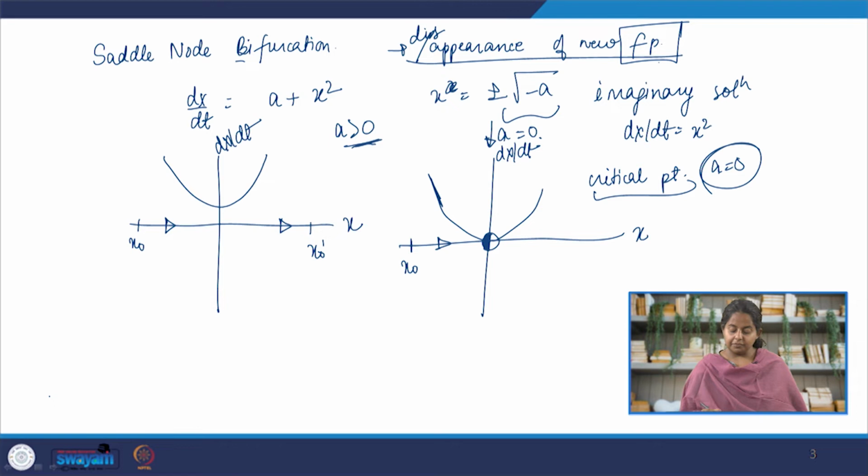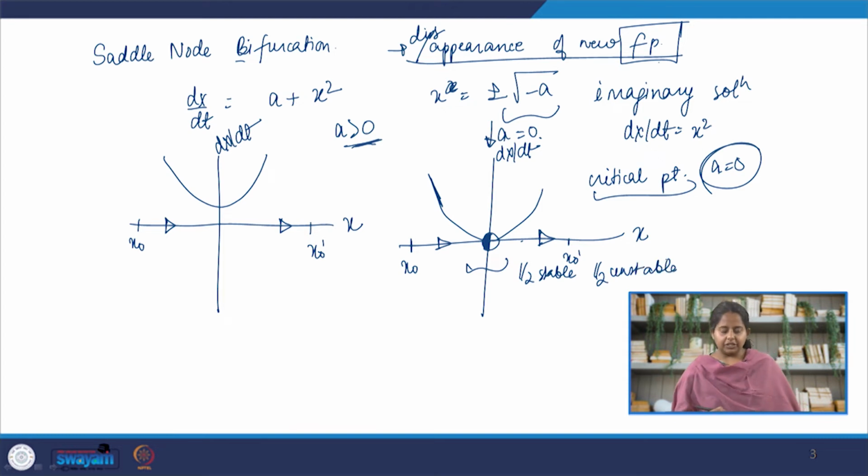Okay, what happens when the initial x naught is positive, bigger than 0? dx/dt is still positive, so x is going to continue increasing. The flow is again towards the right side. You see, on the right side, this fixed point is unstable. So we have a situation where we have a half stable and half unstable fixed point.